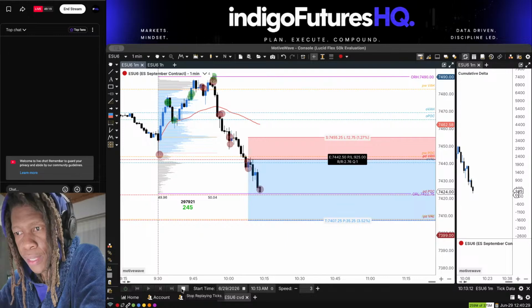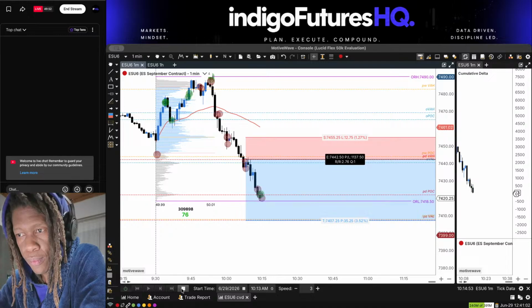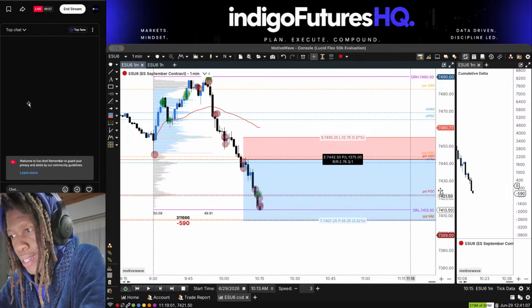Okay, seller stepped in, point of control, 290. Seller stepping in again at the bottom of that candle. Do they move it lower? Buyers also stepping in. Okay, so that's negative 590 now.